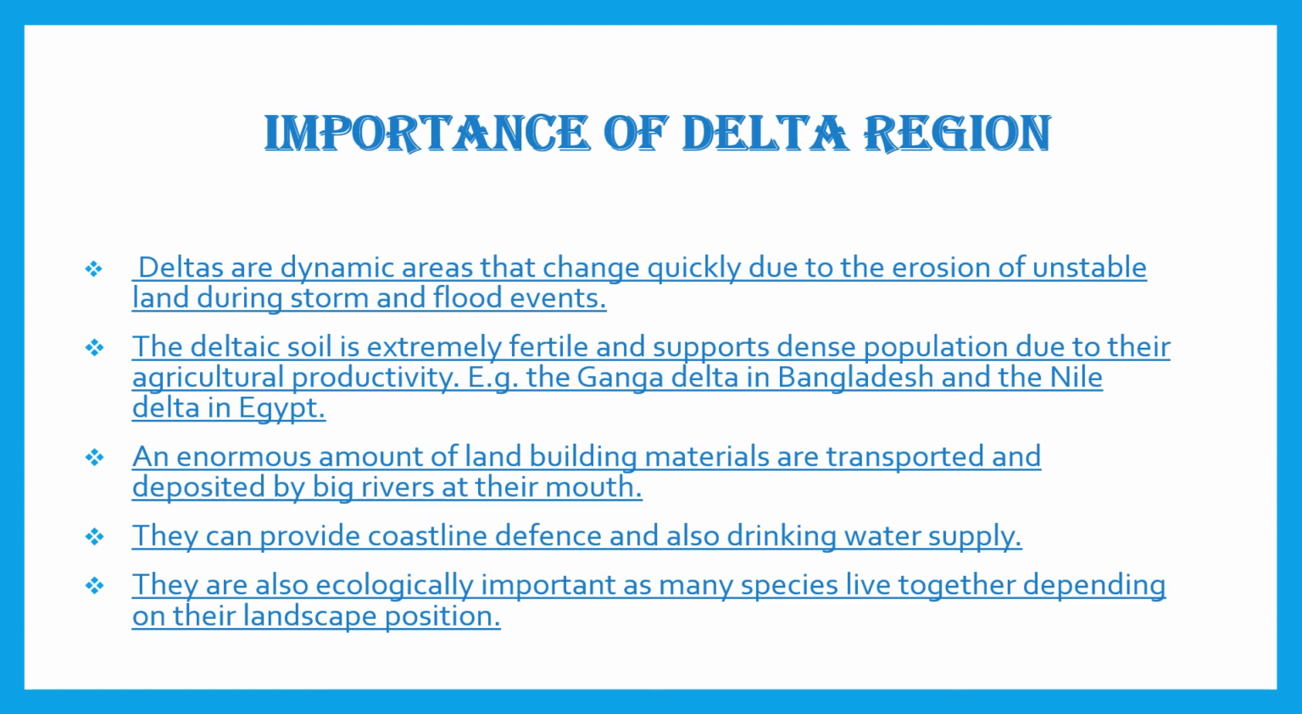Deltas can provide coastline defense and also drinking water supply. They are also ecologically important as many species live together depending on their landscape position.